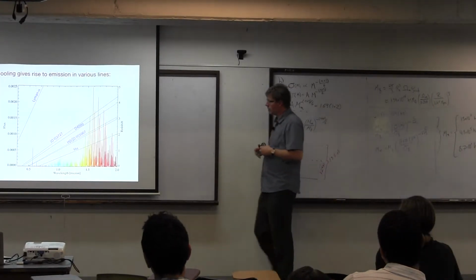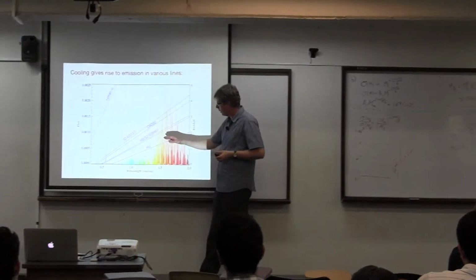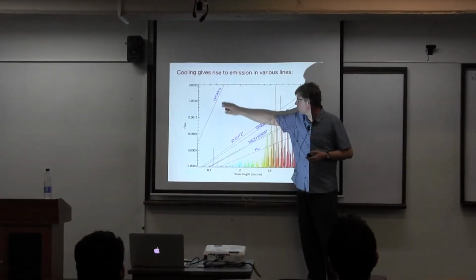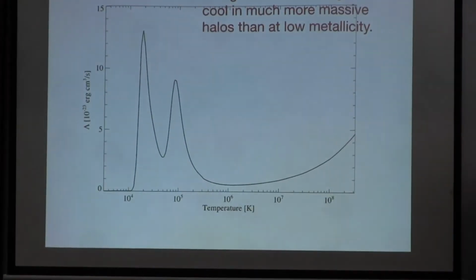So you can observe this cooling, which then comes out in various emission lines. I've talked about them earlier, I'll come back to them later. There's a range of different lines here that are all over the spectrum, and you can find out what's happening.